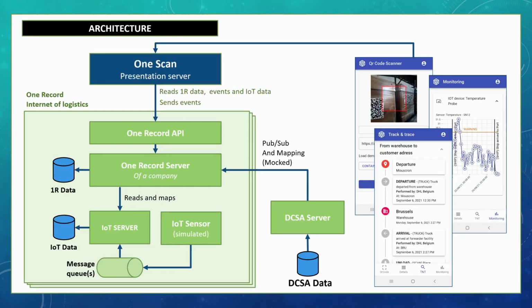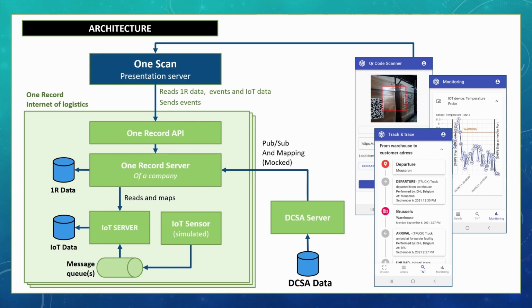About our technical architecture, we developed our own One Record server following the latest standard specification. It is connected to another server exposing data coming from simulated IoT devices and provides all data through the One Record API. We added a mapping integration between our self-deployed DCSA TNT server and our One Record server.